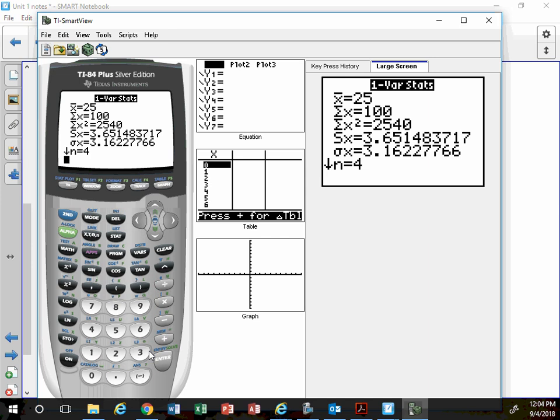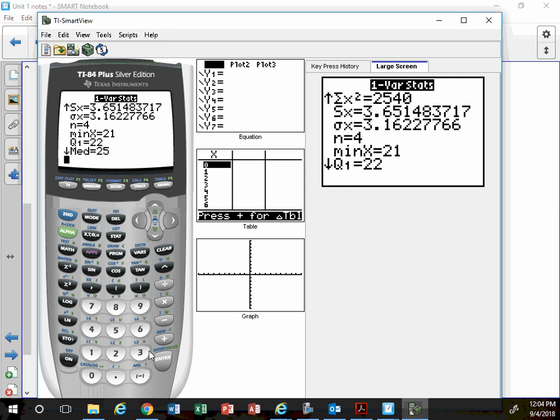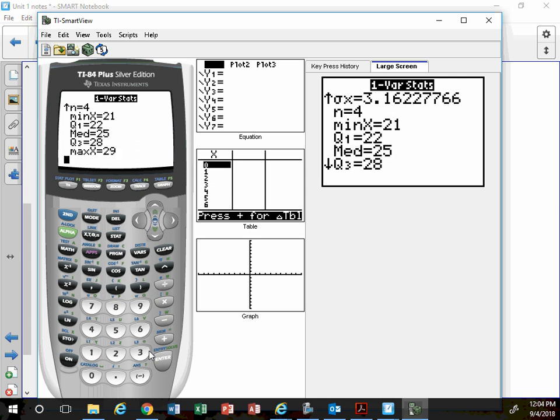It gives you n, the number of terms. If you keep going, it will give you your 5-number summary there. So it gives you your minimum, your maximum, Q1, Q3, all of that good stuff. So one-variable statistics is going to give you all of that information you need. Again, you're not going to do this stuff by hand. Your calculator is going to do it for you. Okay? So bring that calculator in.